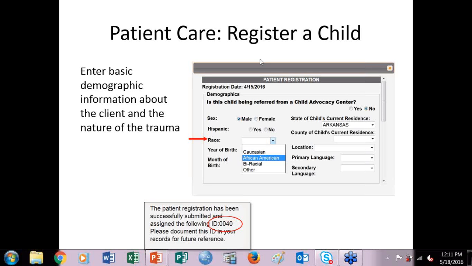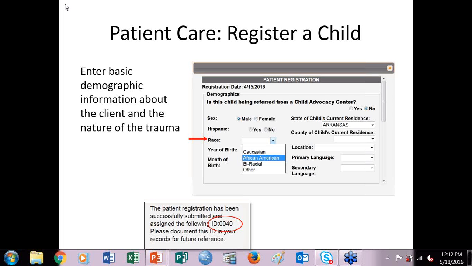And then you'll be asked to enter some basic demographic information about the child that you're seeing. After you fill out that form, you'll be given this ID number, and it's important for you to keep up with your own records because we don't know who Johnny is. We only see ID numbers and de-identified information.